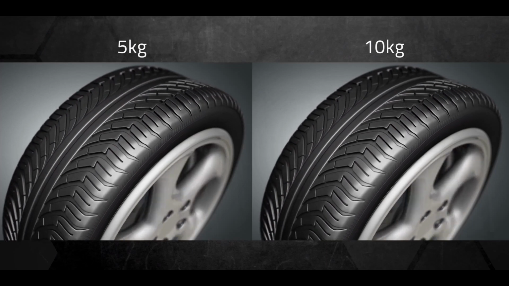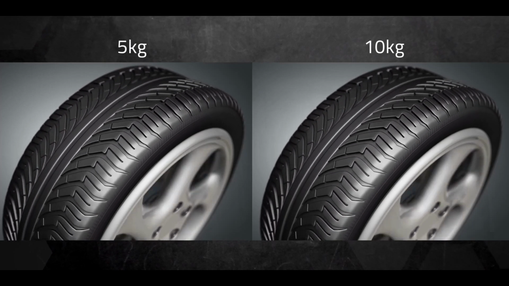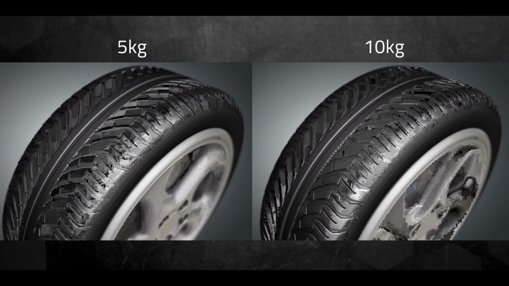Now let's say one of the wheels is 5 kilograms and the other is 10 kilograms. You speed them both up to the exact same velocity, so they're both spinning at 30 kilometers per hour. Which one will be harder to stop this time? If you guessed the heavier one, you got it.